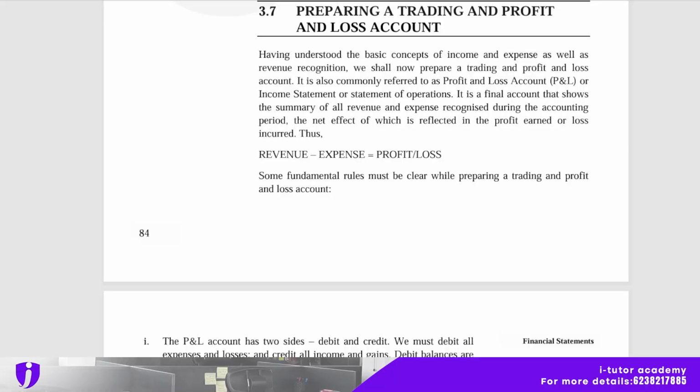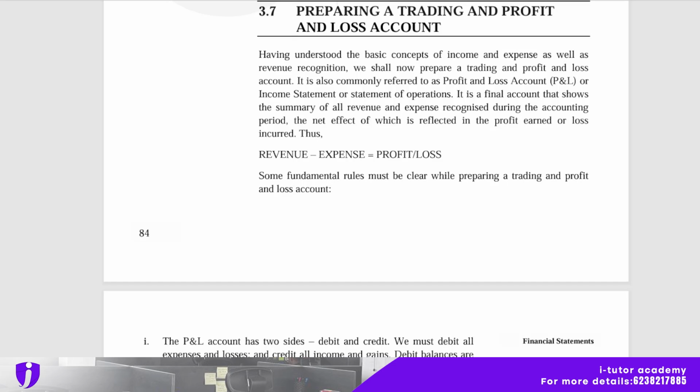In today's session, we will start with the subsection of Block 7, Unit 3, MMPC 004, preparing a trading and profit and loss account. Having understood the basic concept of income and expense as well as revenue recognition, we shall now prepare a trading and profit and loss account. It is also commonly referred to as profit and loss account or income statement or statement of operations.